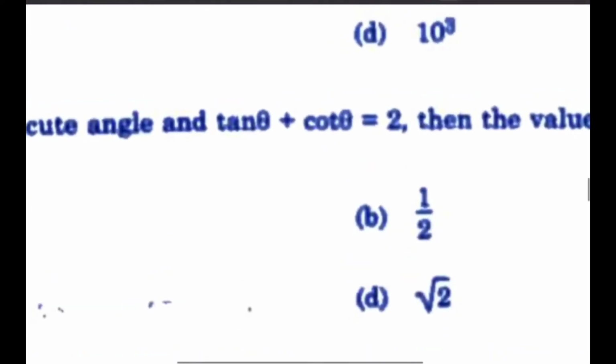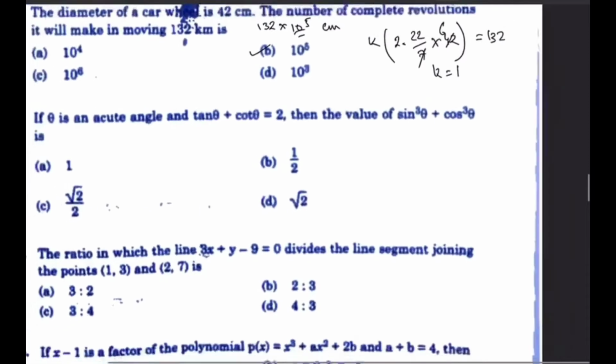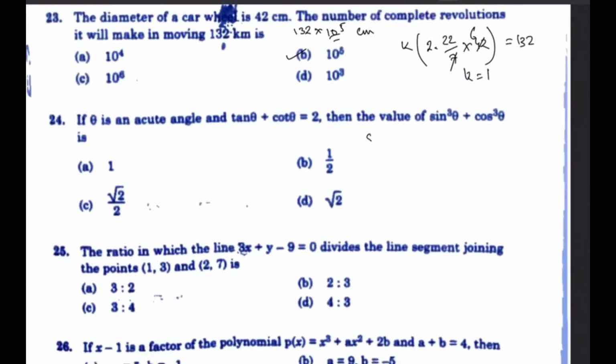Okay, theta is an acute angle, tan theta plus cot theta is 2. What is the value of sin cube theta plus cos cube theta? Okay, so if we have tan theta plus cot theta, we can straight away say that (sin squared theta plus cos squared theta) by (sin theta cos theta) equals 2, which implies sin theta cos theta is half.